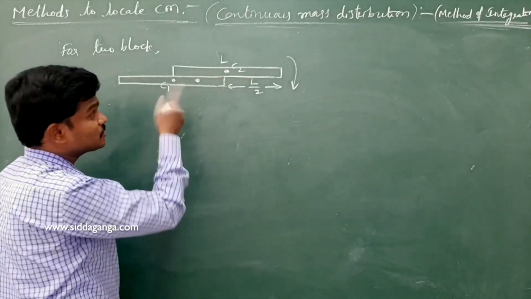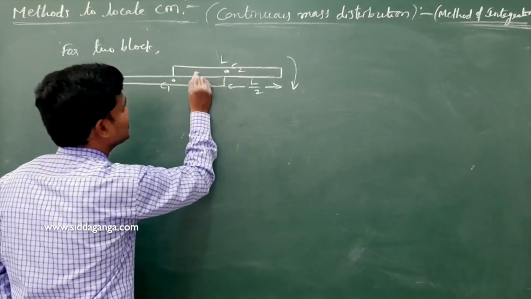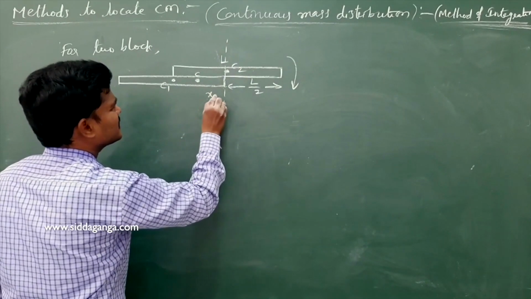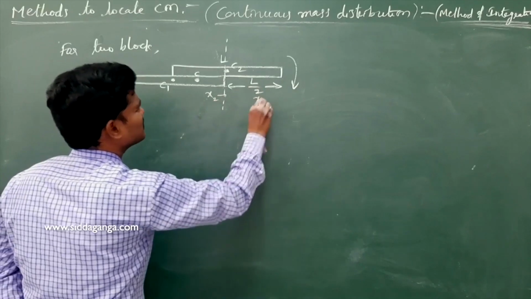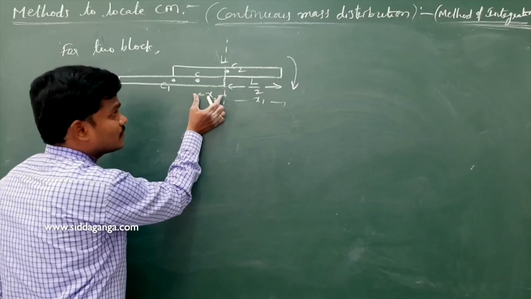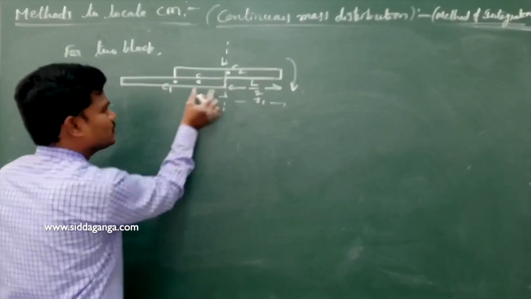Okay, for these 2 blocks, there will be a center of mass. Let us suppose C is the center of mass. Take this as an origin. And here let us consider something x2. If this is x1 and this is x2, then this is L by 2, this is L by 2, no doubt this is L by 4.